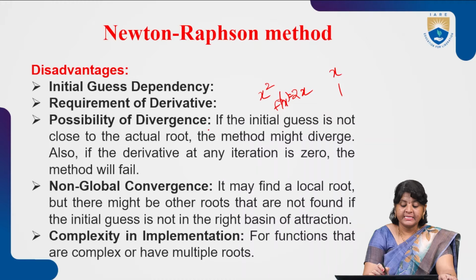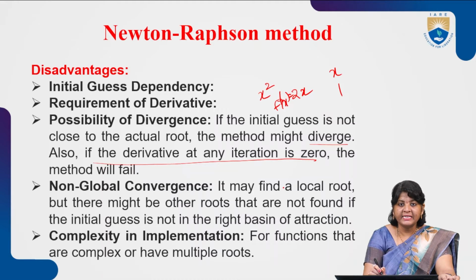Possibility of divergence. If the initial guess is not close to the actual root, the method might diverge, that is, the method will deviate. Also, if the derivative at any iteration is 0, there itself we need to stop the method, that is, the method will become inefficient. Non-global convergence. It may find a local root, but there might be other roots that are not found if the initial guess is not in the right basin of attraction.